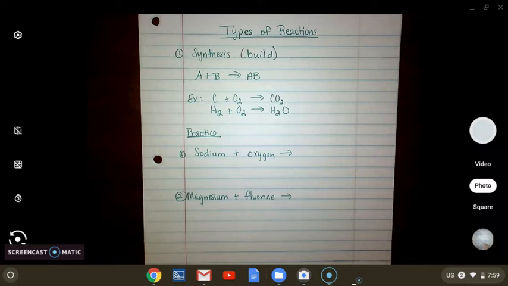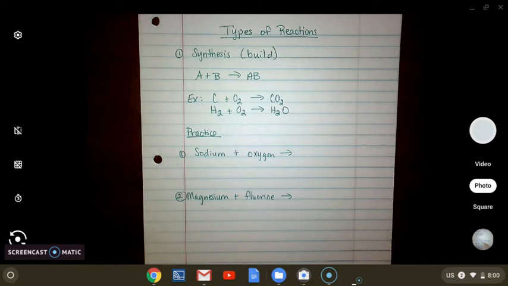Yesterday we talked about writing equations, where either you're given the name and you have to write out the formulas, or the formulas and the name. Today we're going to talk about the types of reactions that go along with it. You have 5 types of reactions that we're going to talk about: synthesis, decomposition, single replacement, double replacement, and combustion.